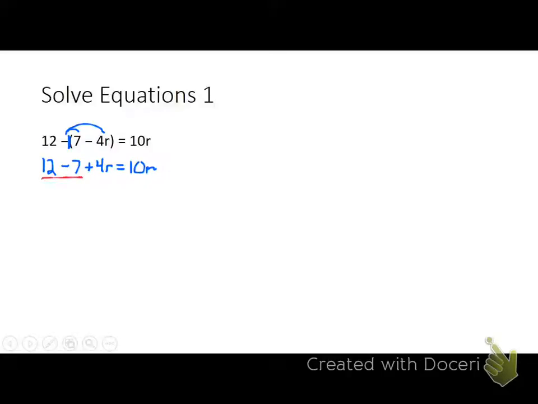Now we've got an equation with variables on both sides, but really, there's a few different ways you could go next. But first off, I see that I've got some like terms right here on the same side of the equal sign, and I can just combine these. 12 minus 7 would leave me with 5, and then I've still got my 4r equals 10r.